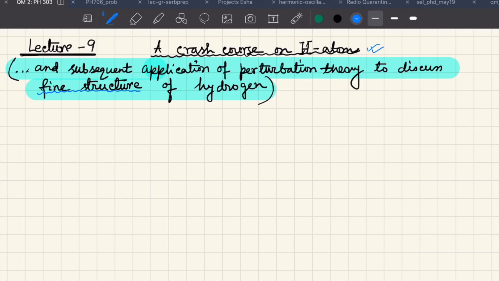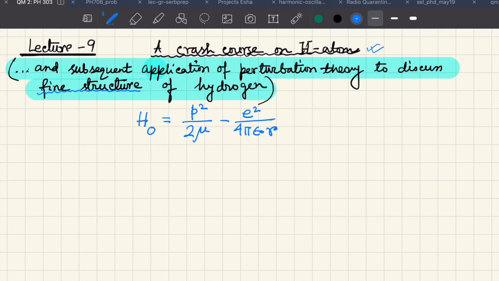Now, to start with, therefore, the hydrogen atom Hamiltonian, which for later purposes I will denote with H naught. That means essentially this will be our unperturbed Hamiltonian in the later part of the discussion. We will write it as p square by 2 mu minus e square by 4 pi epsilon naught r. So the first term here is the kinetic term, where this p is basically the three-dimensional momentum vector, and the second term is the potential energy.